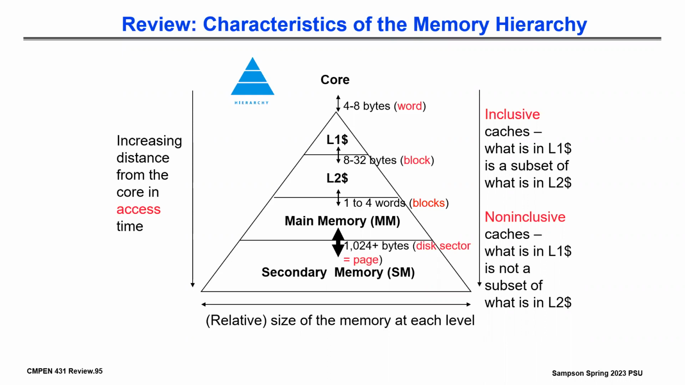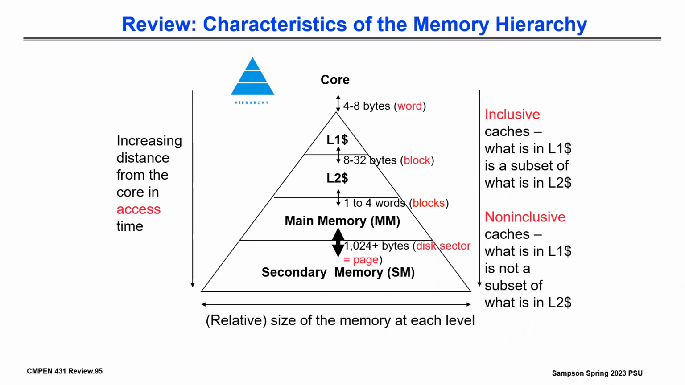So non-inclusive, which is Intel's model, is that when I bring something in, I will bring it into every level along the way, but my evictions are independent. So I don't have that subset property. I don't enforce it. So I could evict something from my L2, and I can still have it living in my L1. Again, at this point, not a big deal.